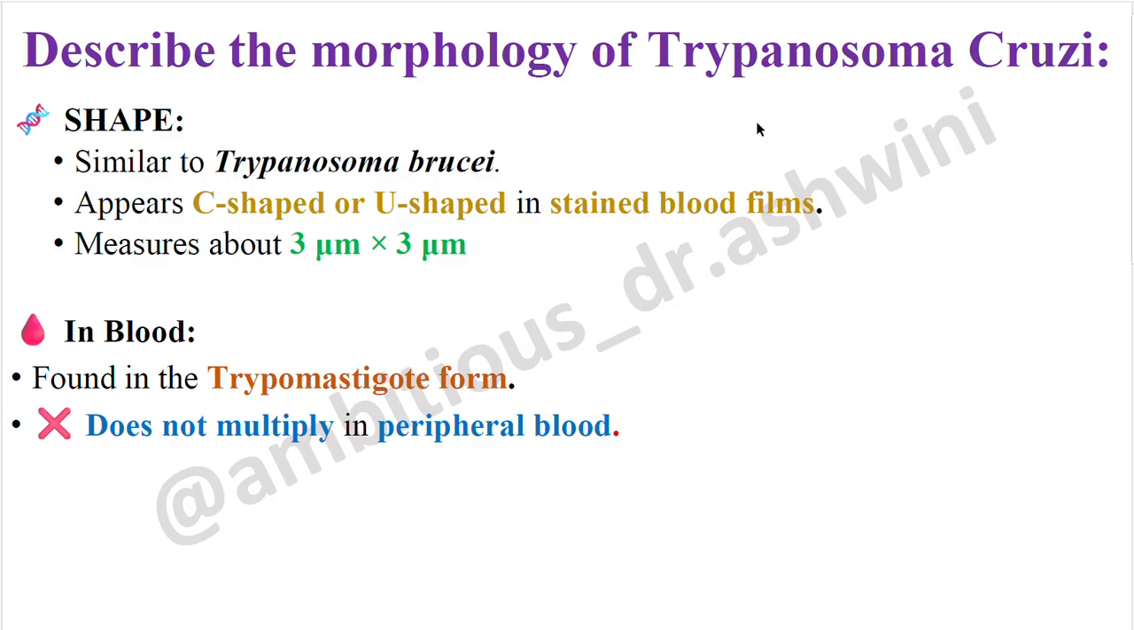Now we will see the morphology of Trypanosoma cruzi. Shape: similar to Trypanosoma brucei, appears C-shaped or U-shaped in stained blood films. Measures about 3 micrometer by 3 micrometer in blood, found in the trypomastigote form, and does not multiply in peripheral blood.